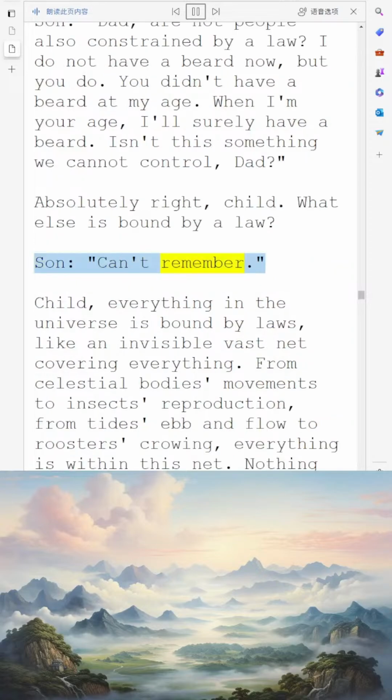Son: Dad, I can't remember. Child, everything in the universe is bound by laws, like an invisible vast net covering everything.